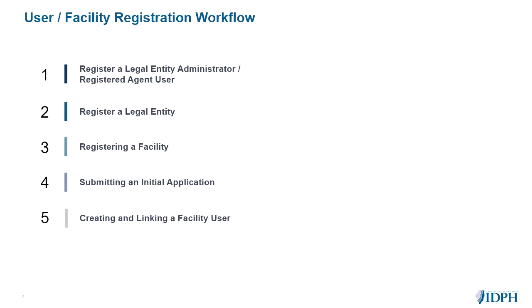In this video, we'll walk through an example of the user/facility registration workflow, specifically focusing on registering a legal entity administrator/registered agent user, registering a legal entity, registering a facility, submitting an initial application, then creating and linking a facility user. We're going to first log into the unauthenticated OHCR portal. That's the public portal.